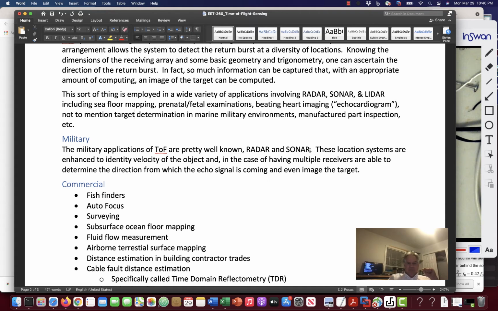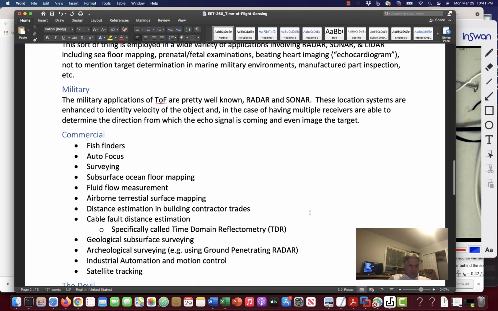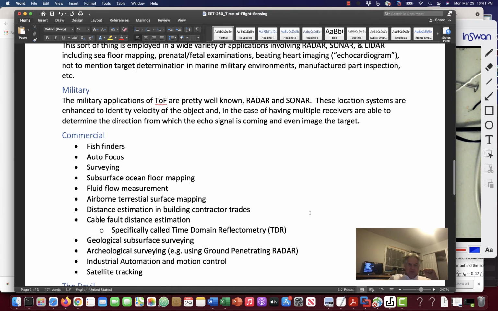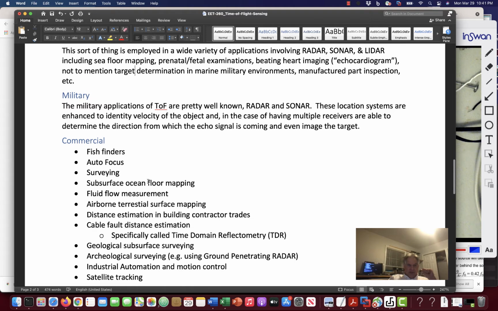All right. These location systems are enhanced to identify velocity of the object, and in the case of multiple receivers, are able to determine the direction from which the echo signal is coming, and even image the target. So in some cases they can image the target. So we have commercial applications of this.